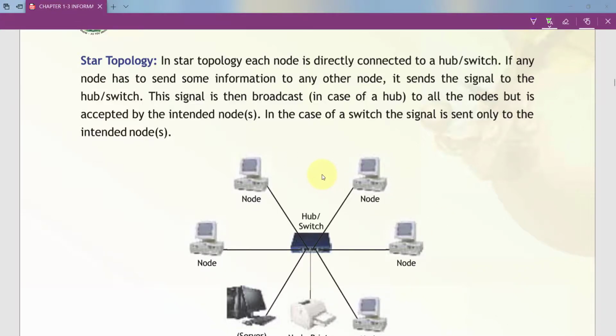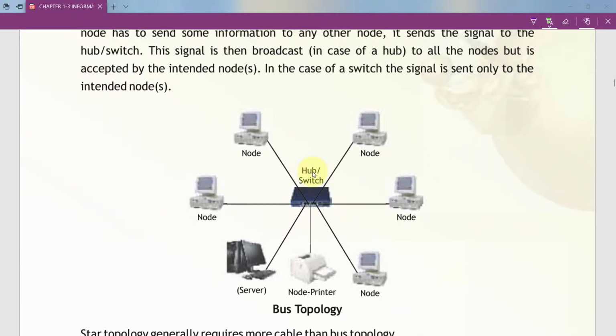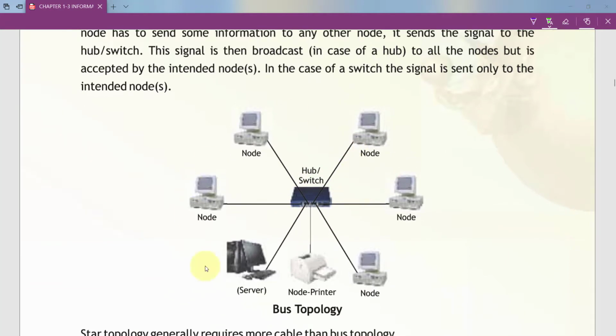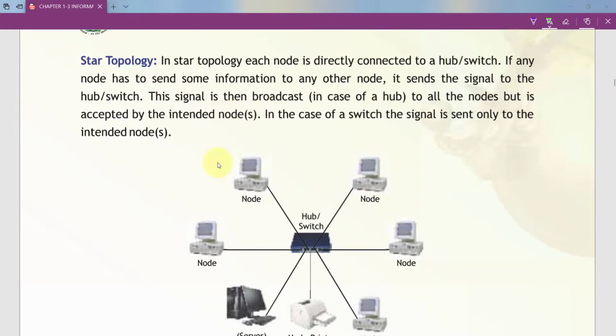Our next topology is star topology. With this figure, you can understand about the star topology. In this pattern, each node is connected directly with a hub or switch or any server. So there is a single cable which is used to connect each node separately, and this is in the formation of star. Clear? So you note down the definition.